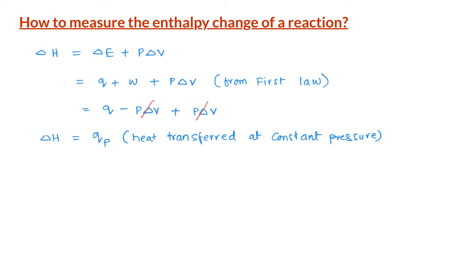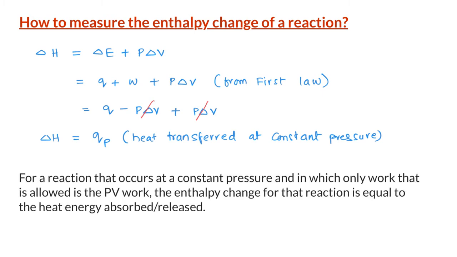at constant pressure. So, for a reaction or process that occurs at a constant pressure and in which the only work that is allowed is the pressure volume work, the enthalpy change for that reaction or process is equal to the heat energy absorbed or released during that process. This is why the enthalpy change of a reaction is also called the heat of reaction.